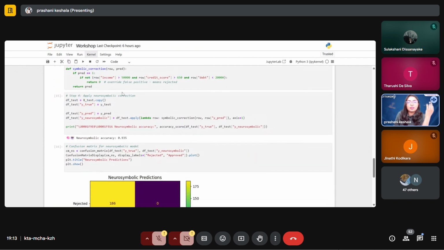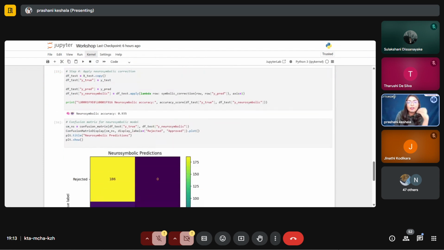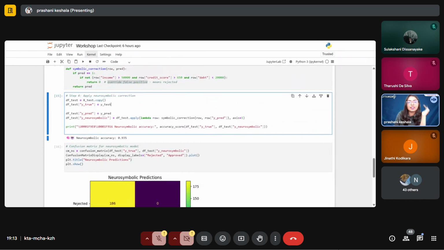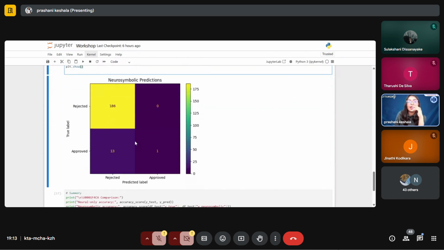But if I add this rule, symbolic correction, I'm going to add this rule saying if this person has this kind of income, this kind of credit, and this kind of debt, then you have to follow this rule explicitly. So it says that I'm going to override this false positive. If you run this neurosymbolic test again with this prediction and this symbolic rule, then it becomes more accurate. It becomes 0.935. And you can see here that all the applications that are supposed to be rejected are actually going to be rejected, so there isn't any rejected application that was approved.